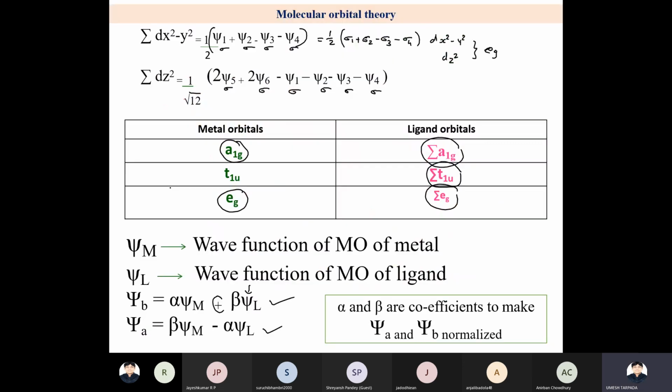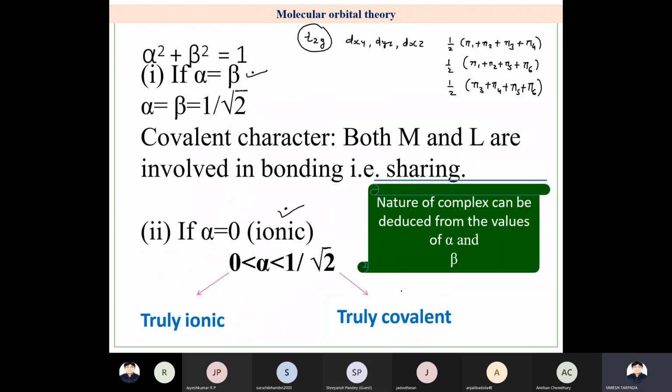See, when these two are normalized, psi A and psi B are normalized. Alpha and beta are the coefficients, and alpha square plus beta square is 1, and that's why we have taken 1. Alpha represents the ionic character, and beta represents the covalent character. So if the alpha value is 0, it is ionic, otherwise it is having covalent character. We are just using it for application purposes, not in detail how to get it now.